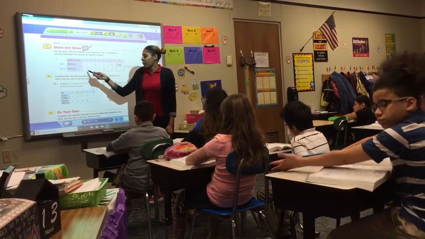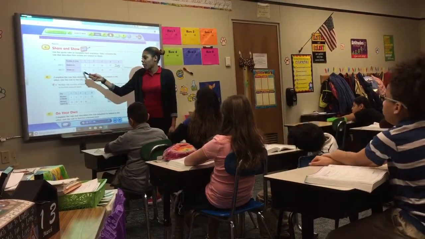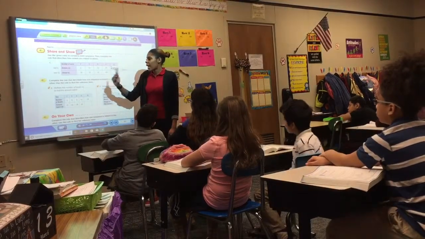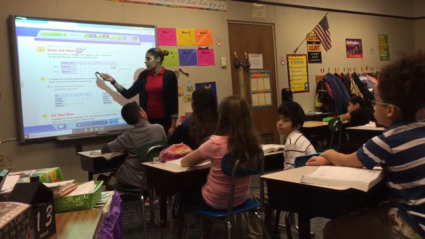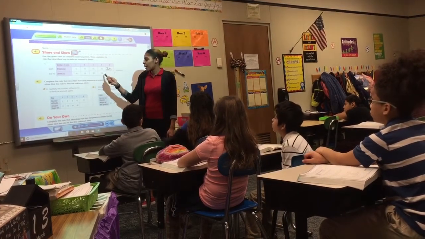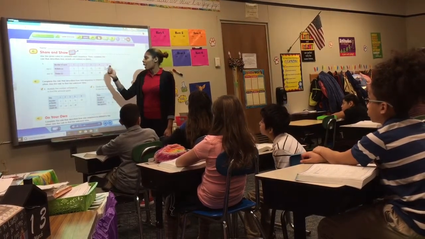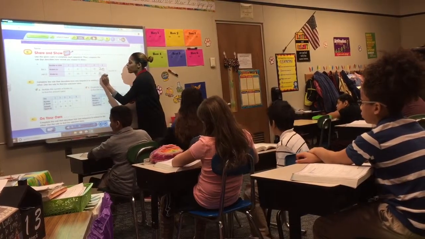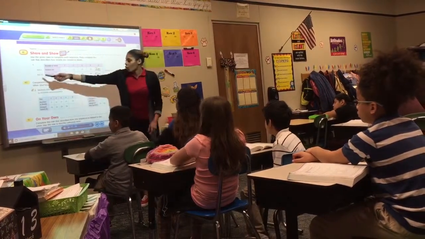We got 1 dime is 10. We have 2 dimes, so we have to do 10 plus 10 gives us 20. We got 3 dimes, so 20 plus 10 is 30. We have 4 dimes, so 30 plus 10 is 40. We have 5 dimes, 40 plus 10 is 50. So we got the rule.